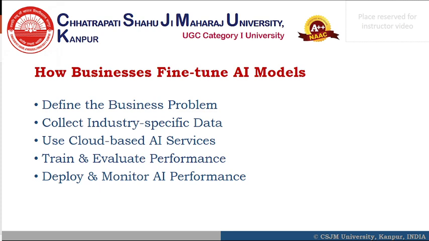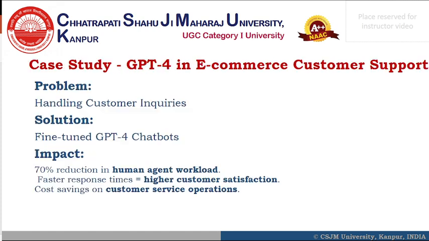Now, fourth is train and evaluate performance. What it means is that AI is trained using labeled industry data and tested on real world cases. Fifth is deploy and monitor AI performance. AI is continuously monitored to ensure it performs well. So, now let's see how businesses fine-tune AI in real-world applications.